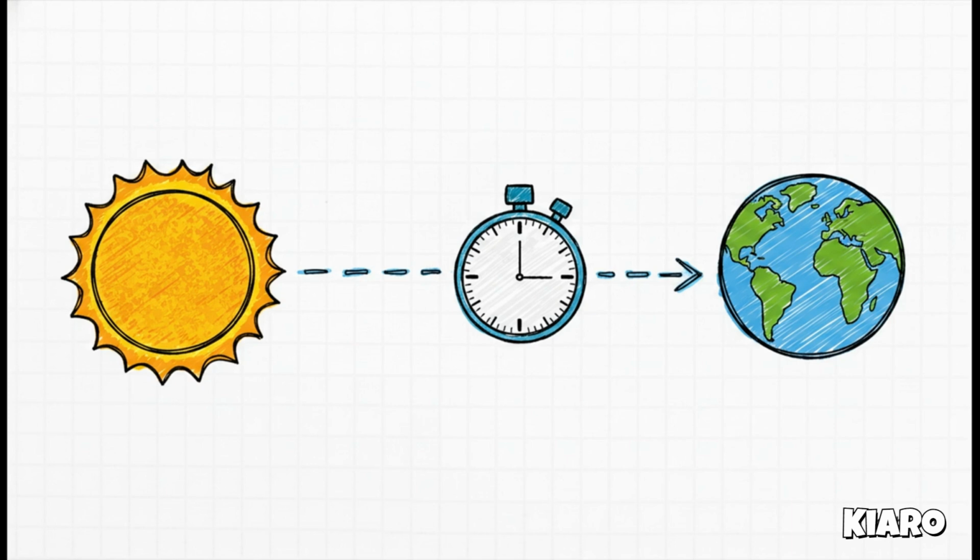Keep an eye out for all the luminous and non-luminous objects around you, keep testing those shadows, and let me leave you with this. If it takes light over 8 minutes to reach us from our own sun, how long do you think it takes to reach us from those tiny little stars we see in the night sky?